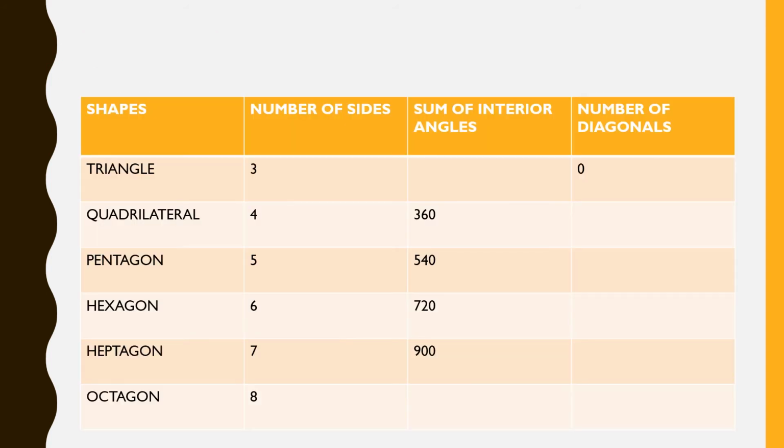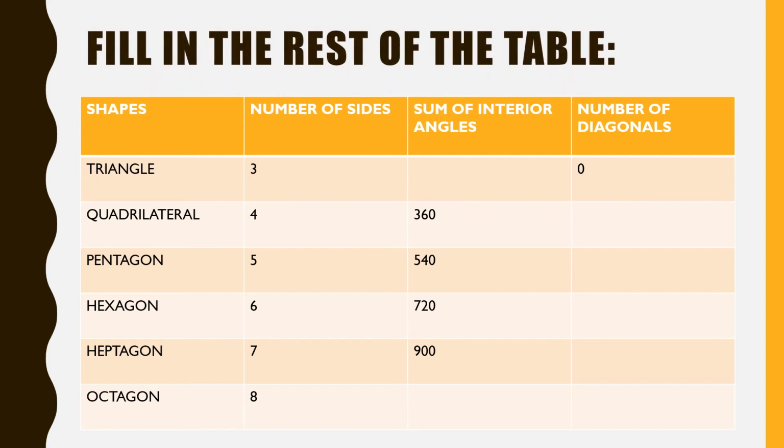Question? Okay, let us continue. So, we know that the sum of the interior angles of the triangle is 180 degrees. Now, if we're going to look for the diagonals here using the formula n times n minus 3, divided by 2.